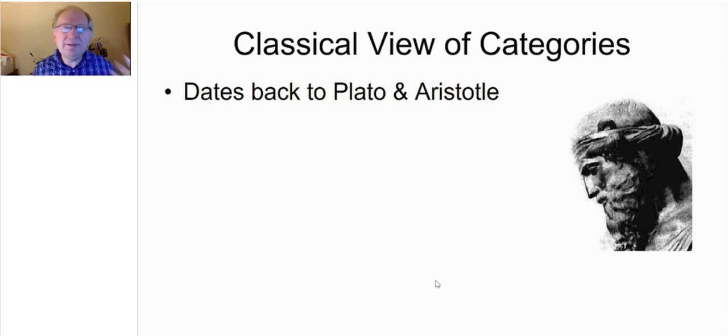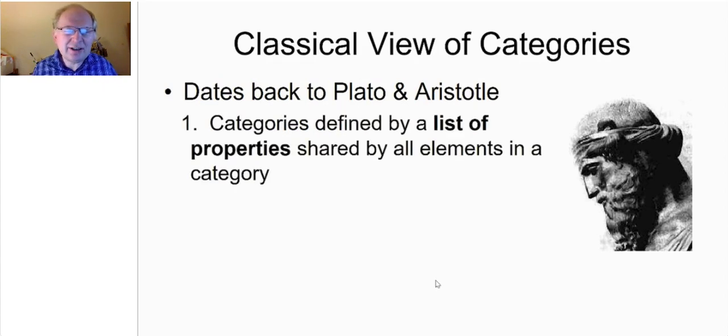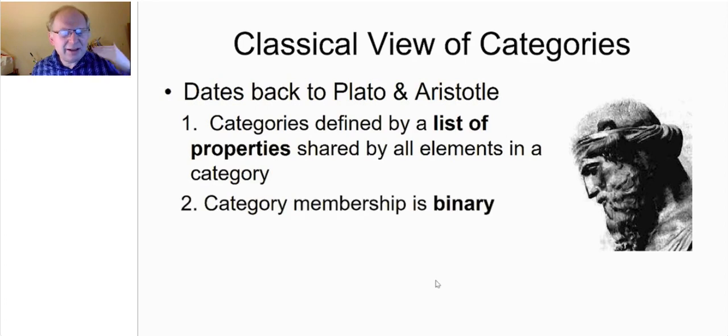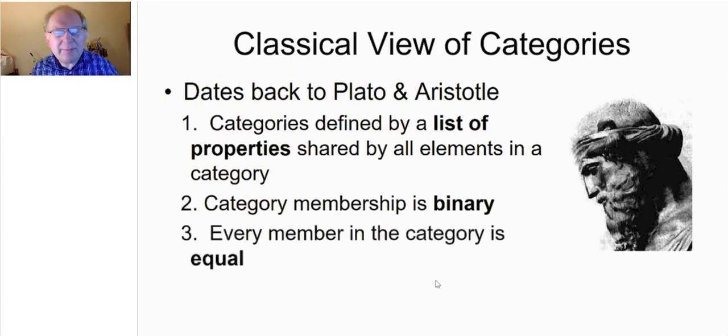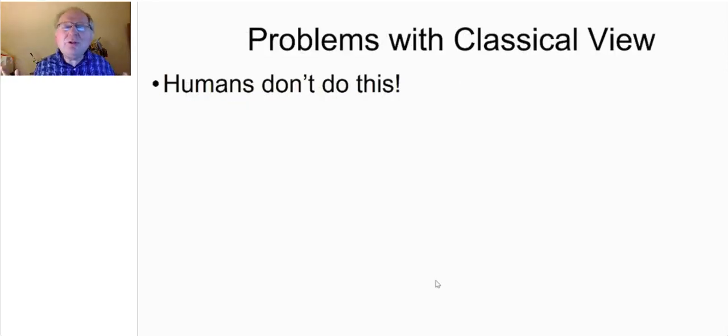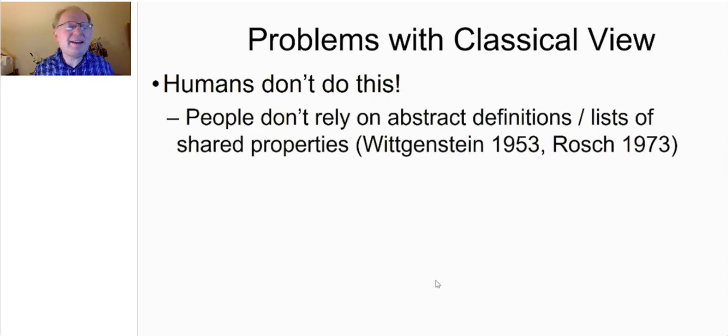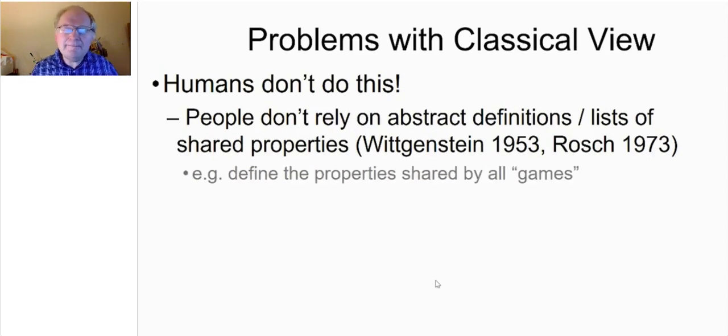It goes back to Plato and Aristotle and their whole classical concept of categorization. This idea that categories are defined by a list of properties shared by all elements of the category, that membership should be binary, every member in the category is equal. And the thing is that humans, we don't do that. That's actually not how we process categories. And famously, Wittgenstein and Eleanor Rosch have argued that this is not how humans work.